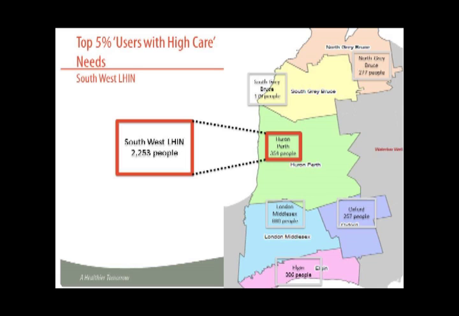In the red box, you'll see Huron-Perth contributes 354 of the people that are identified at the LHIN level. So those are the users with high care needs in the Southwest LHIN, and we've provided this information and unique patient identifiers to each of the health links across the Southwest.